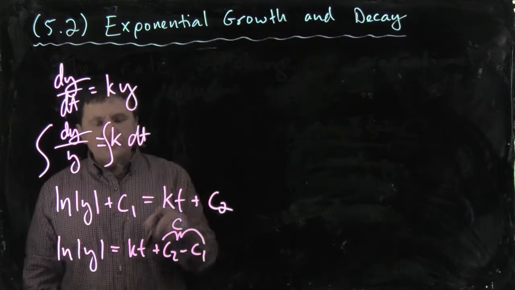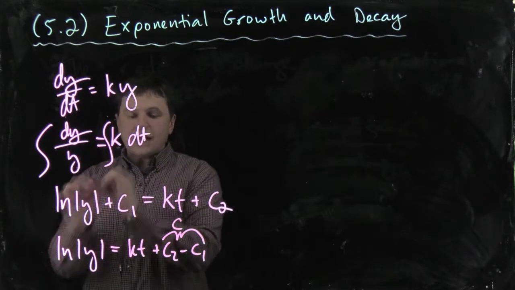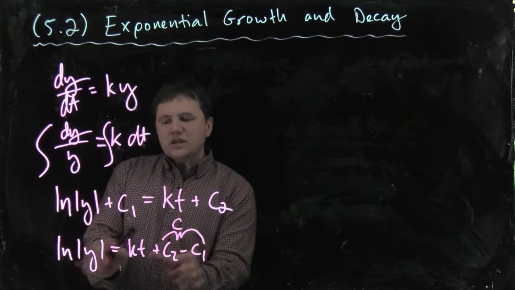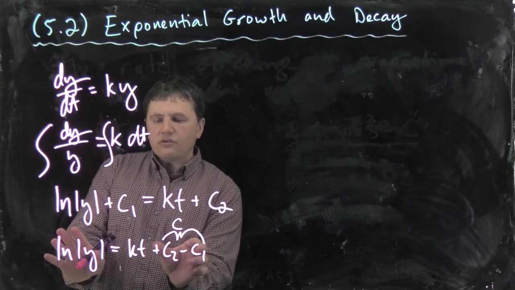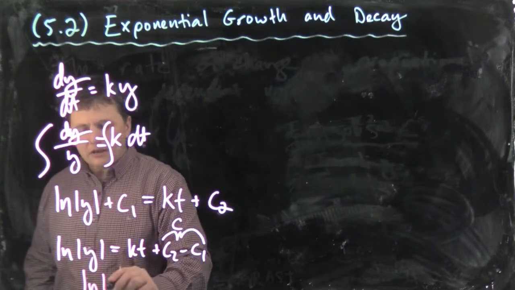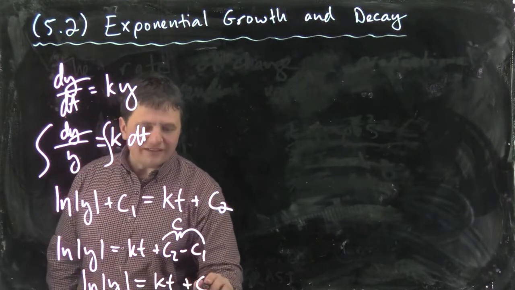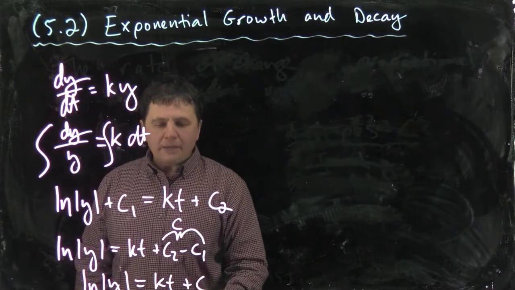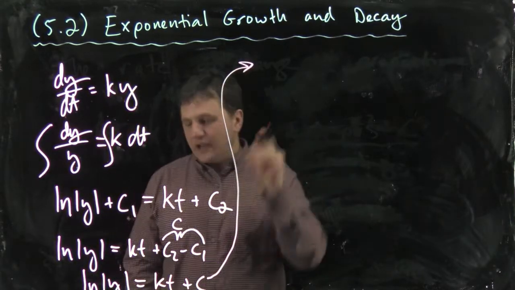So in general, moving forward, when we go through this process, we don't have to put an arbitrary constant on both sides, just on one side, and since we're ultimately going to have to solve for y, generally put it on the other side. So we could have gone right from there to ln of the absolute value of y is equal to kt plus c. And we'll see more of this; it does get a little confusing.